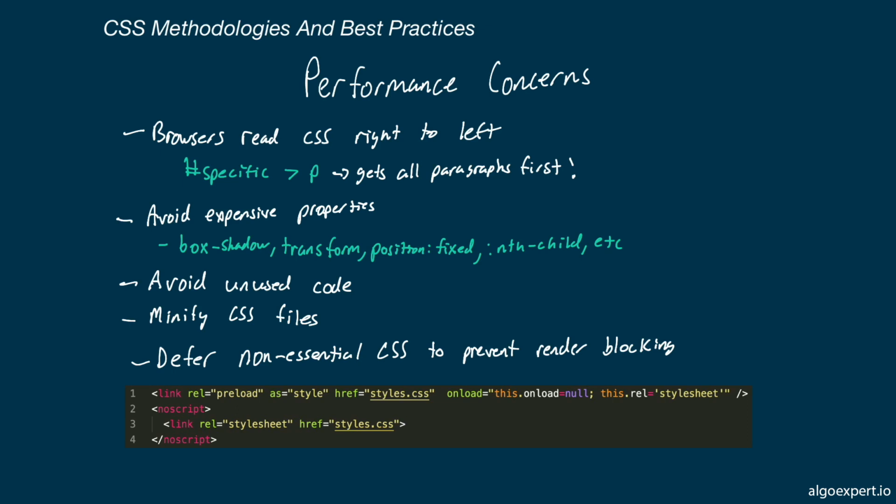And that said, browsers are very efficient, so the differences in performance between selectors usually isn't that big of a deal on the modern web, but it's still good to know about and to be thinking about if you have a very complex website. Next, we should try to avoid expensive properties where we can. For example, box shadows are actually very expensive, and if you have too many of them on the page, it can slow down the page.